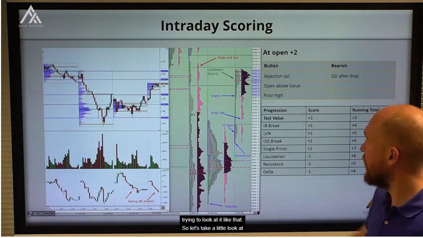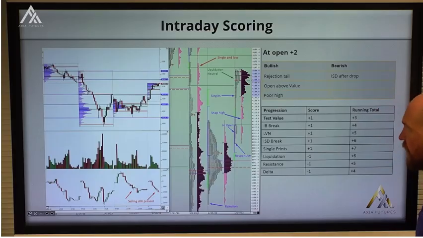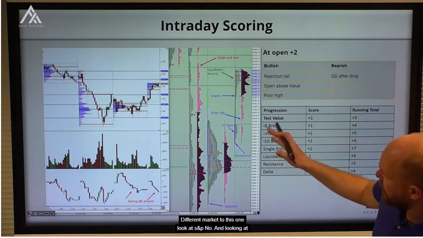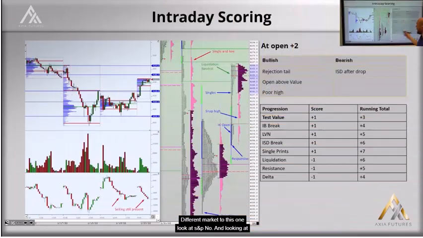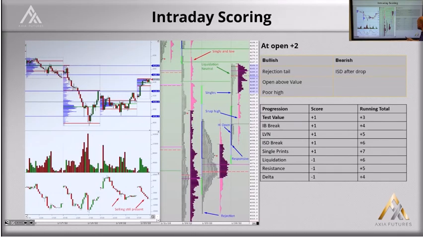So let's take a little look at this one. Different market. So this is one look at S&P now, and looking at information at the beginning of the day. You've got a rejection tail down here. Good stuff. You've got an open above value. More positive news. And you've got a poor high. More positive news. So we've got 3 on the bullish side at the beginning of the day.